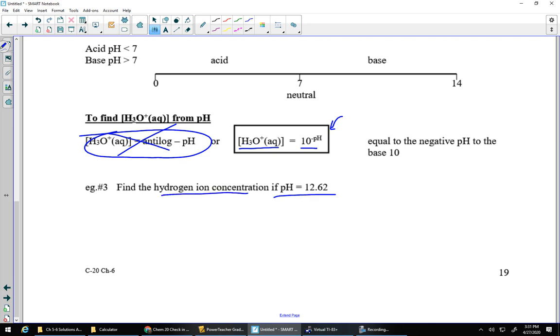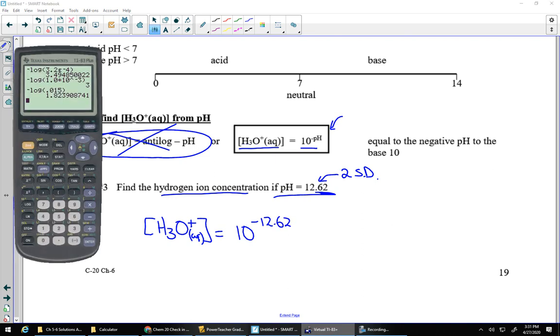Find the hydrogen ion concentration if the pH is 12.62. So by the way, how many sig digs is this? That is 2 sig digs. Because remember, it's only stuff after the decimal place that counts for sig digs when we're talking pH. So my concentration of hydronium ion is going to be equal to 10 to the power of negative pH. So it's 10 to the power of negative 12.62. And check out how easy this is.